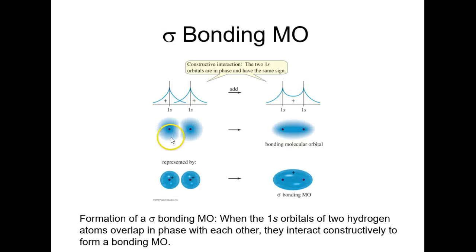This just kind of shows you two orbitals, two s orbitals, and when they start overlapping, they become this spherical one bonded orbital. All right, here's kind of another way of representing it.